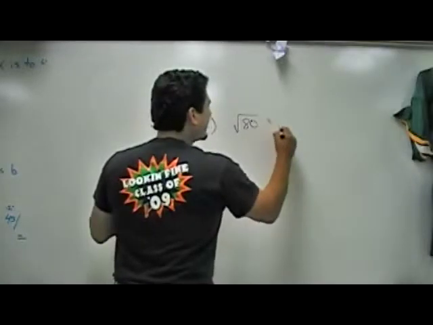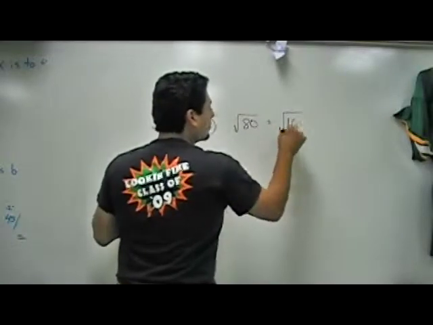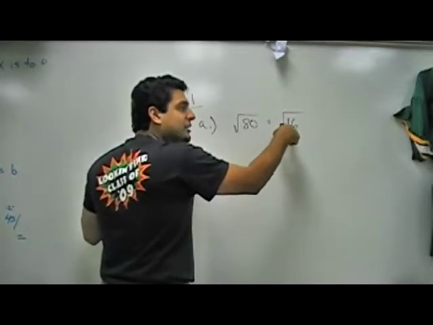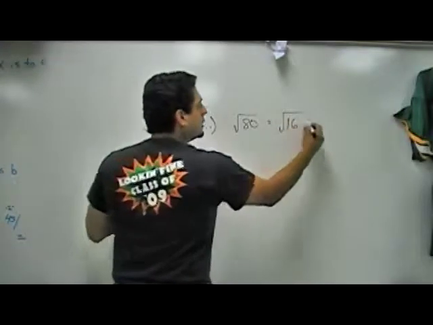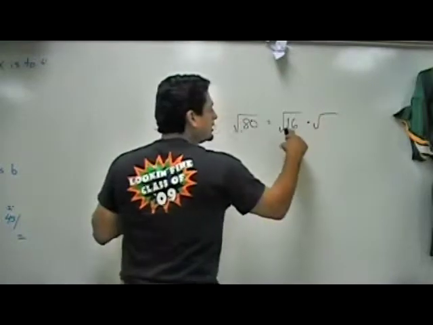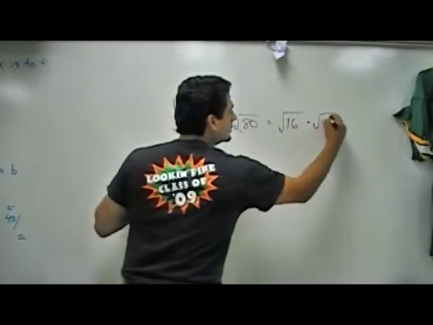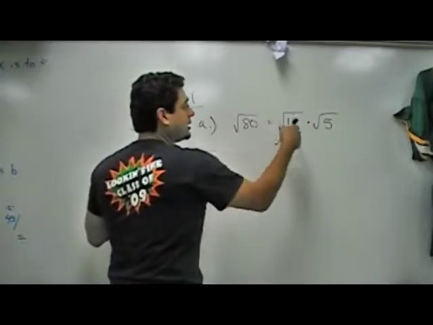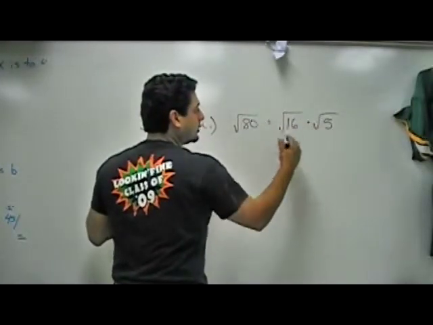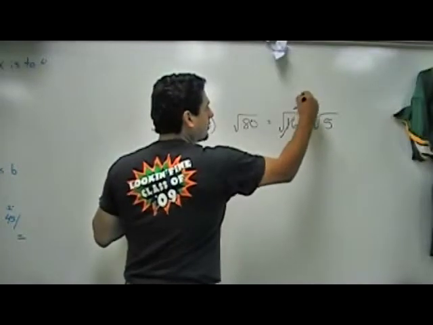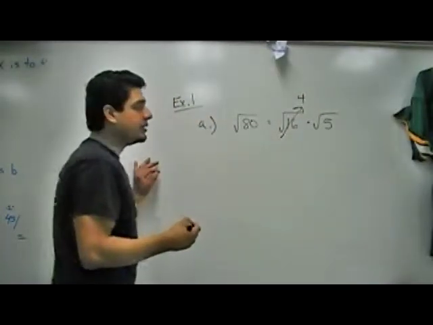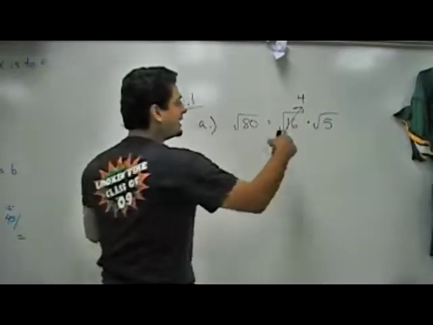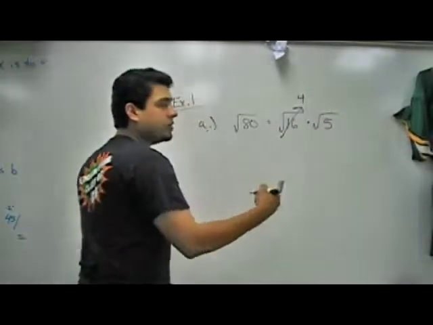I can take 80 and take the square root of 16. Now why 16? Because that's a perfect square. I can actually find the square root of 16 times another number. Well, 16 times what gives me 80? 5. So that means I can take the square root of 16 times the square root of 5 and come up with an answer. Well, this one right here is a perfect square, so I can take the square root of that. I can't take the square root of 5. So what that does is that leaves me with the square root of 5 still in the radical.